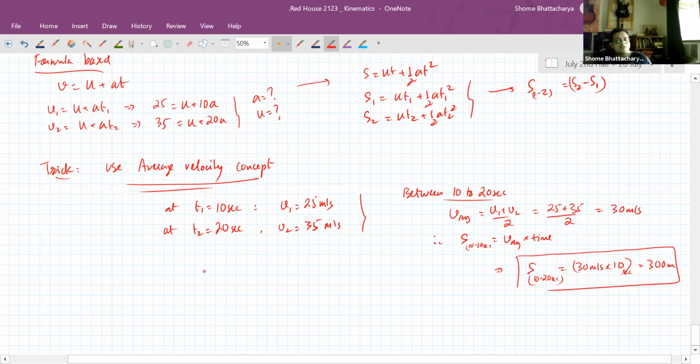So in one line, the question is done. You can just check out these two values and see, okay, the average velocity is 30 and the time interval is 10 seconds. So what is the displacement? It's the average velocity into time. So it's 30 into 10, which is 300 meters.